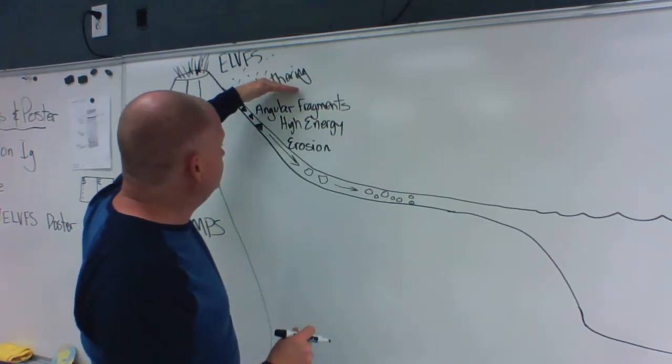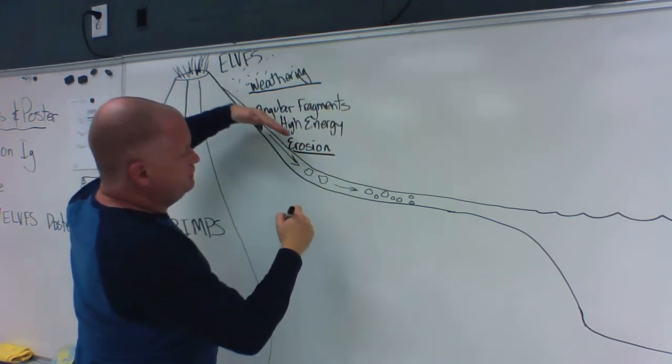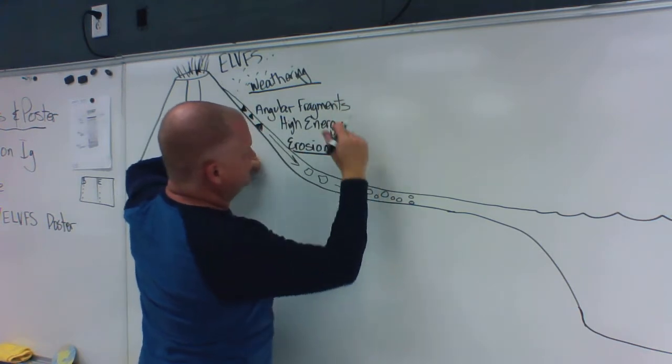Okay, so we have weathering. Draw a line under that. Erosion. And as we move down the stream, we are getting more rounded, right? We're going to write the opposite of this word.